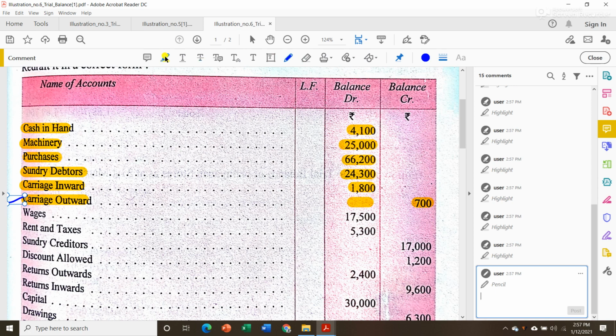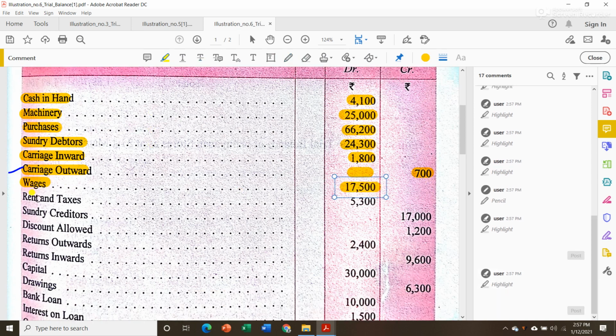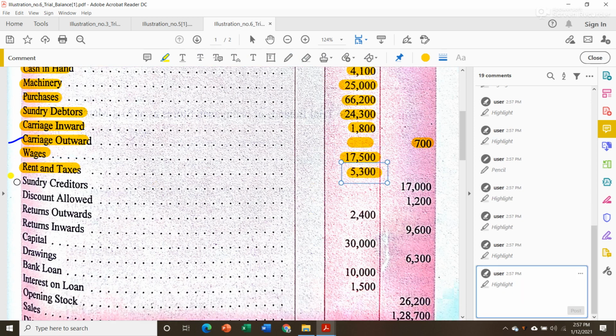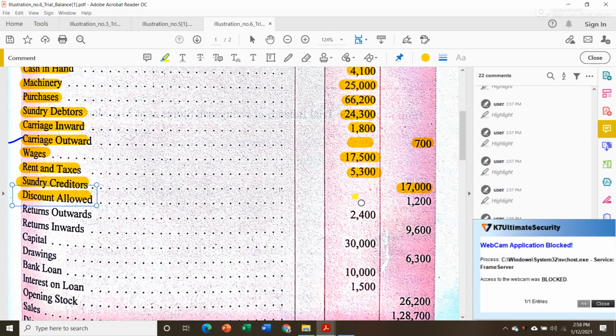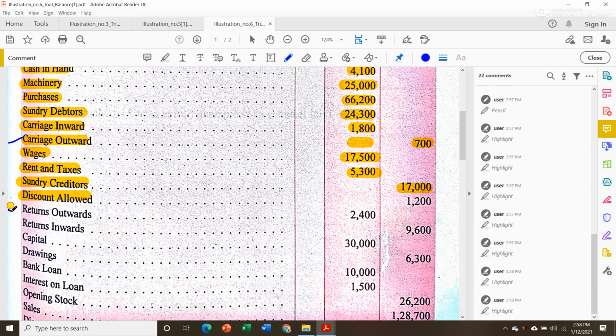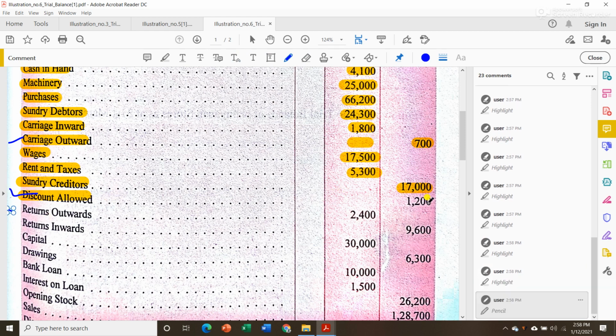Okay, then next let us see wages, expenses, debit side, correct. Then rent and taxes, expenses, debit side, correct. Then sundry creditors, liabilities, credit side, correct. Then discount allowed, expenses should be in the debit side, but it is written in the credit side. So another mistake we found is discount allowed. It should be in the debit side, but he had mistakenly written it in the credit side.